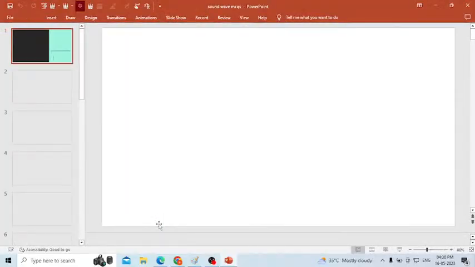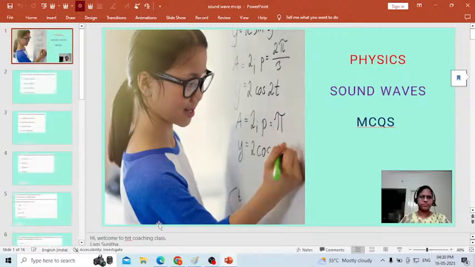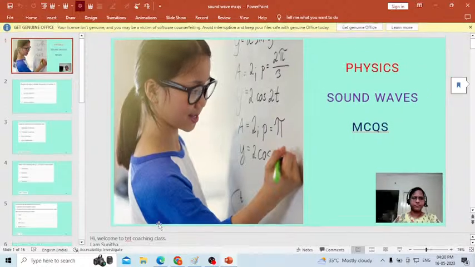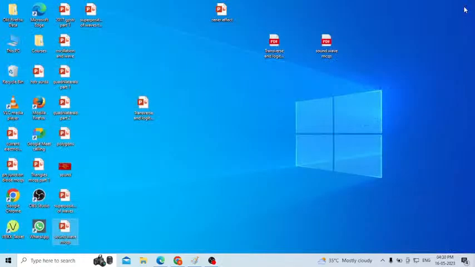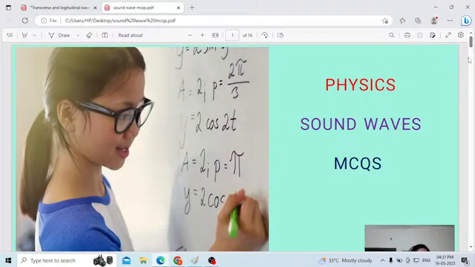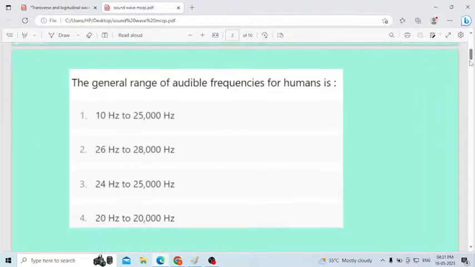It is taking a few seconds to load. Okay, I will consider PDF format only, it will be easy. Yes, here I have. Writing in PDF is easy, that's why. Okay, let us consider another set of questions.